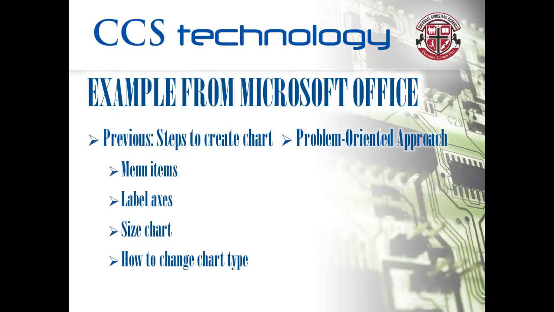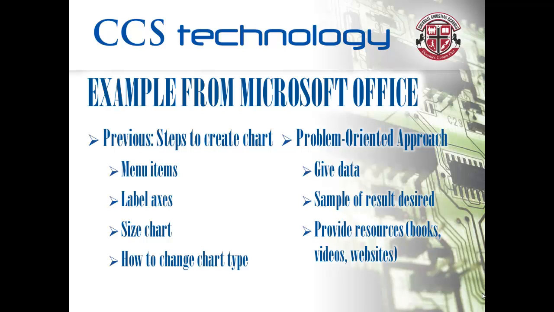But now let's see how we might do this from a problem-solving perspective, rather than from me or the book telling them do this. If we take a problem-solving approach to it, what I might do is I might give them some data, some sample data, and then I might give them a sample of a result desired. For example, I want you to take this data and produce a result that's going to look similar to this. And you can do it in a number of different ways.